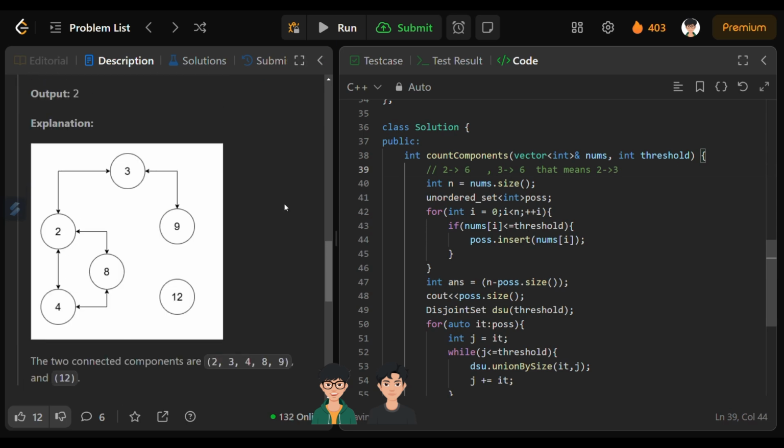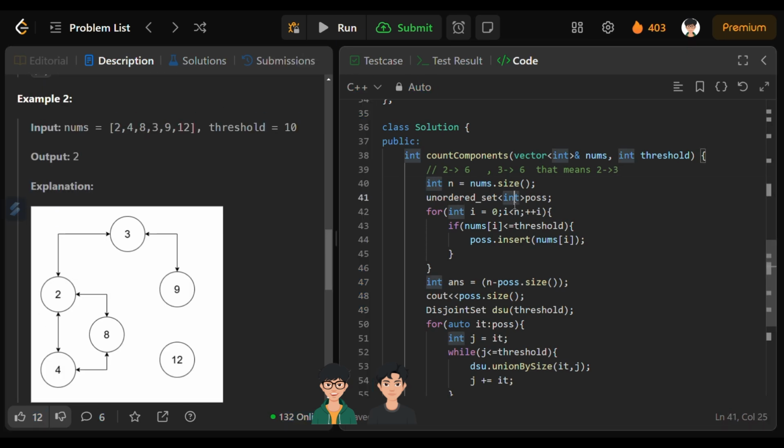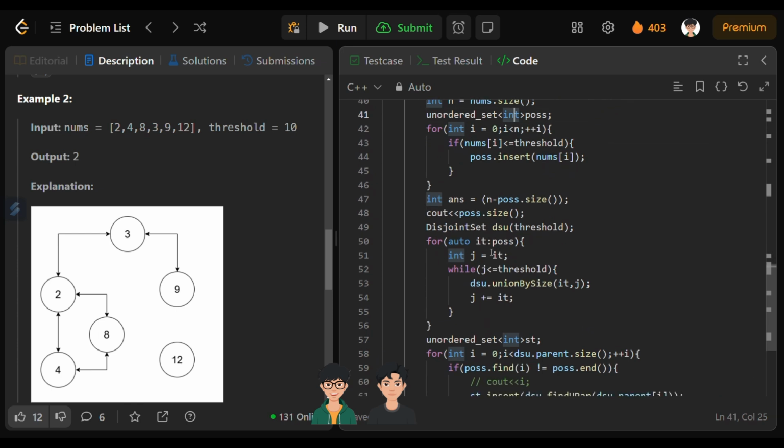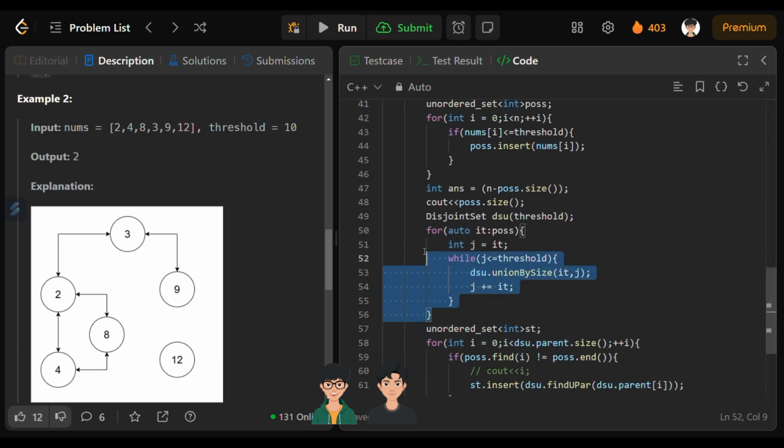Yes, in the 50th line of code, what I have done here is I have taken the possible set, which is my set in which I have inserted the elements which are less than or equal to the threshold, from the first crucial step I have told about, and after that I have listed its multiples.